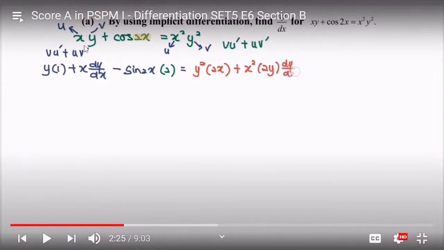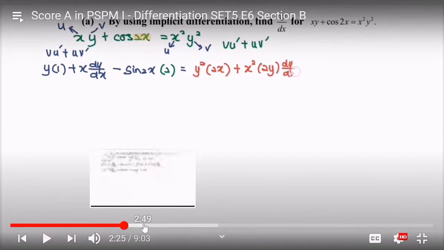Sekarang okay? Boleh tak? Getting better? Implicit ini? So harap tiada masalah. So baca soalan, dia kata find the dy dx. So maksudnya we have to collect the like terms together. So means that rearrange. Okay, rearrange.